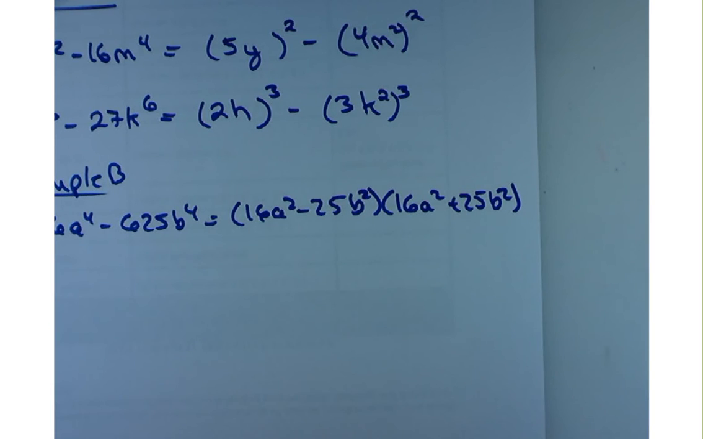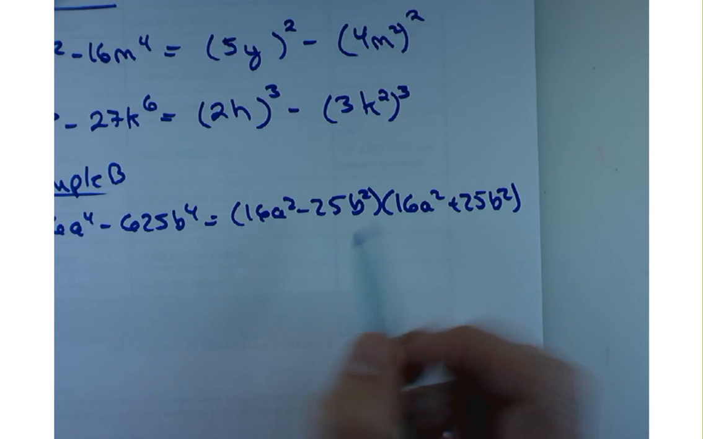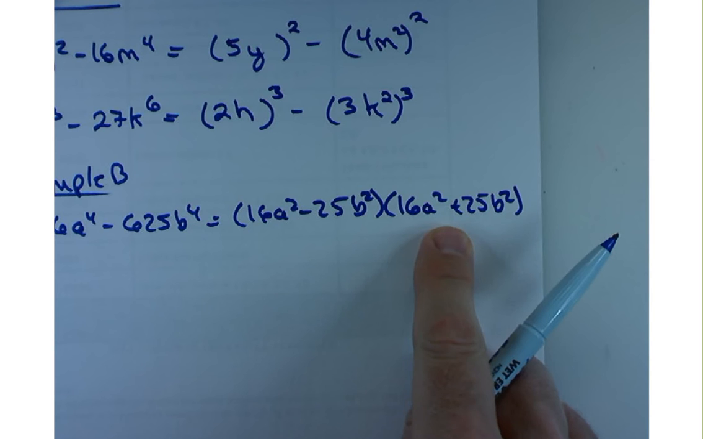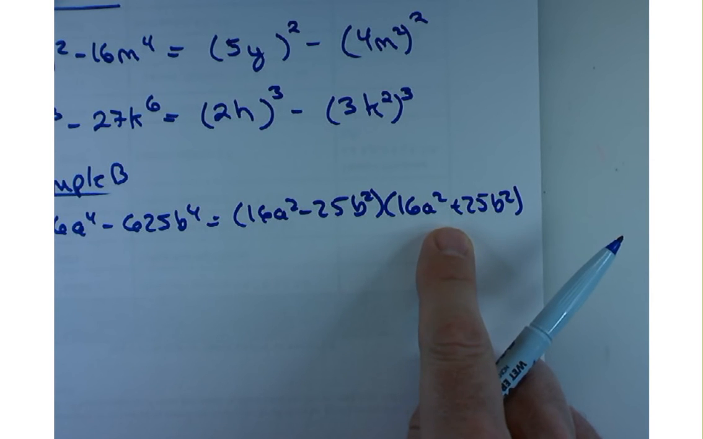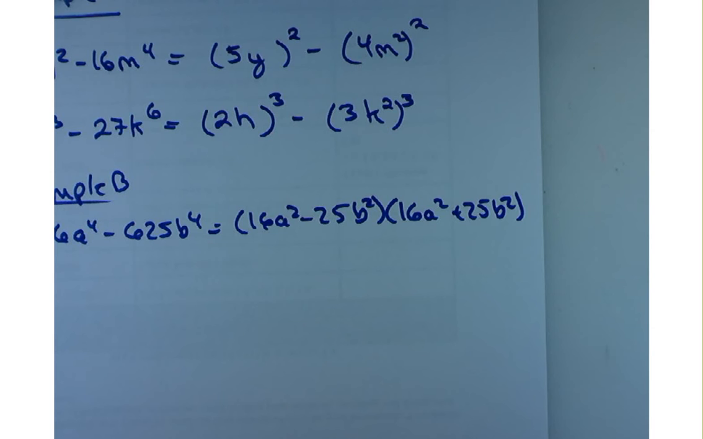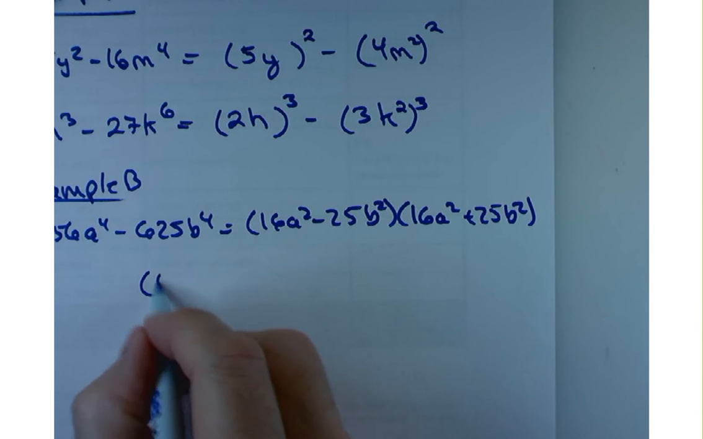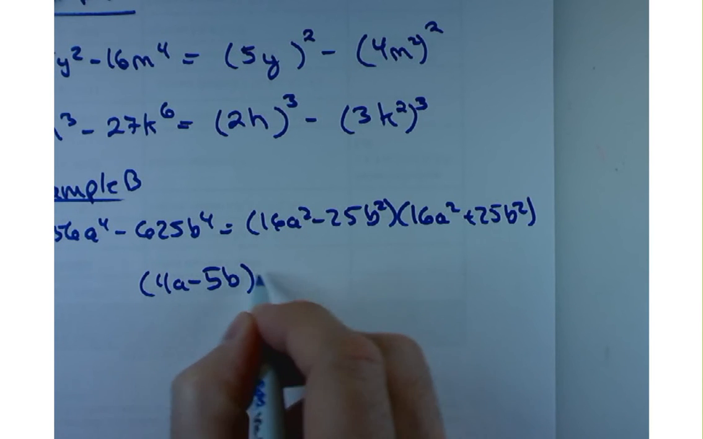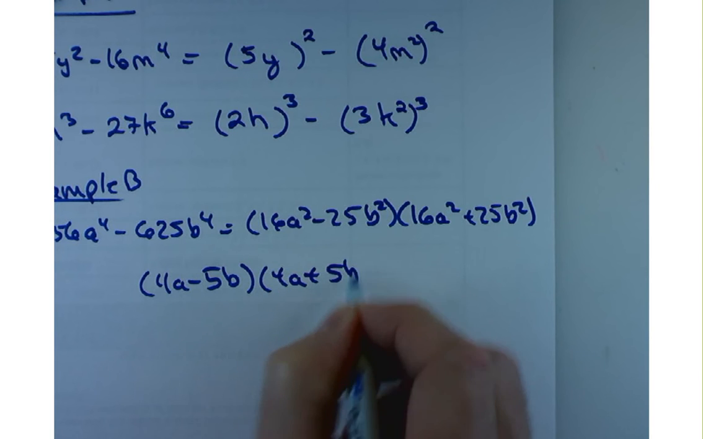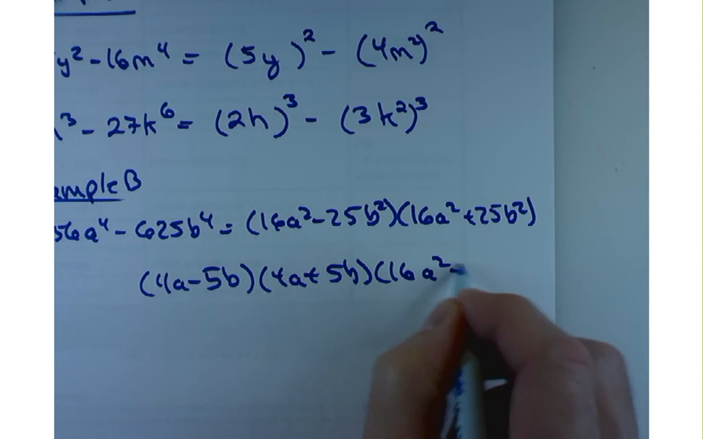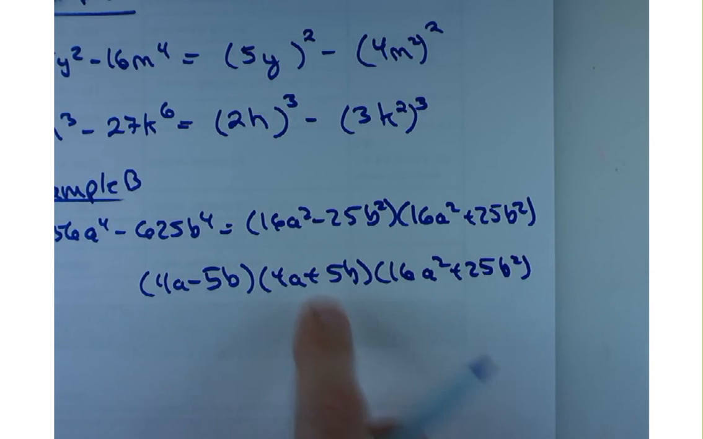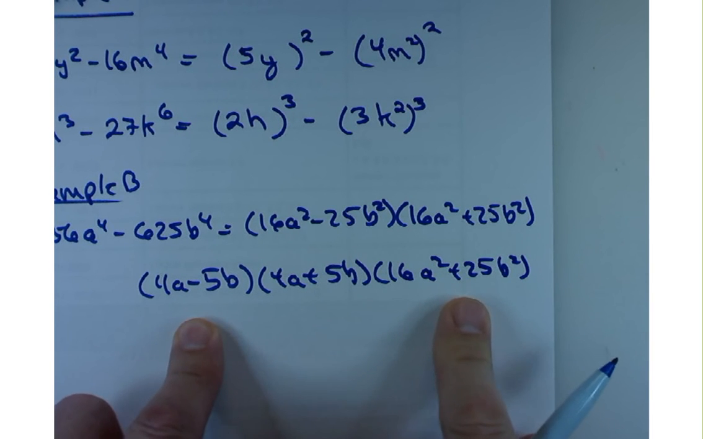So we're looking good there, but you're not done. On the test, if you left it here, you would get 2 points out of 4. Why? This one factors some more. How come this one doesn't factor anymore? Bonus points here. Why doesn't it factor anymore? Because of the plus sign. It's prime. Yes. Thank you. So 4a minus 5b, 4a plus 5b, and this one stays the same: 16a squared plus 25b squared. That's completely factored now. So we're looking good on that one.